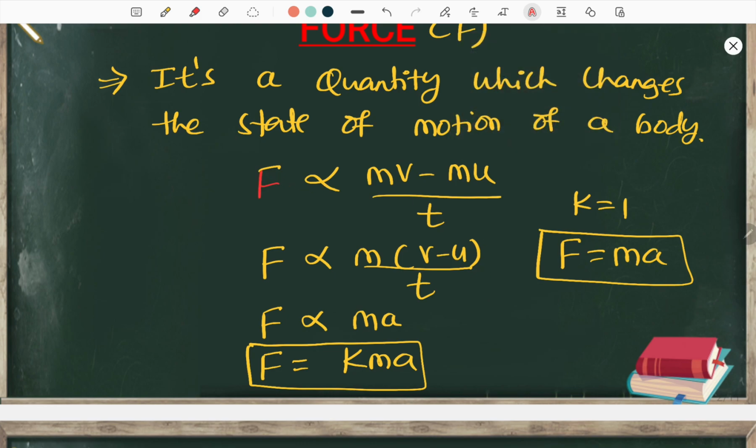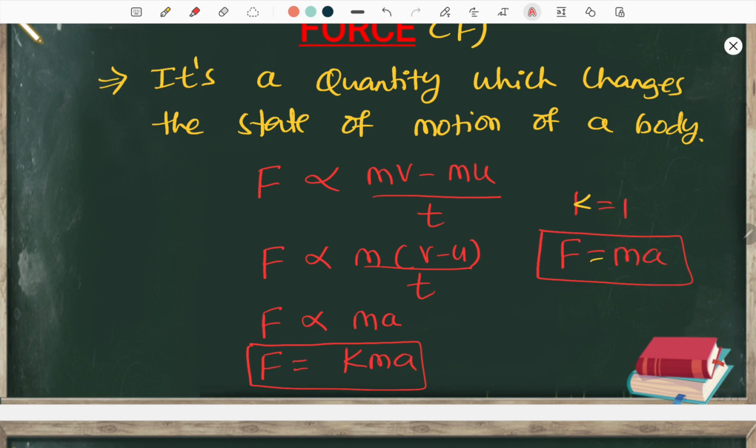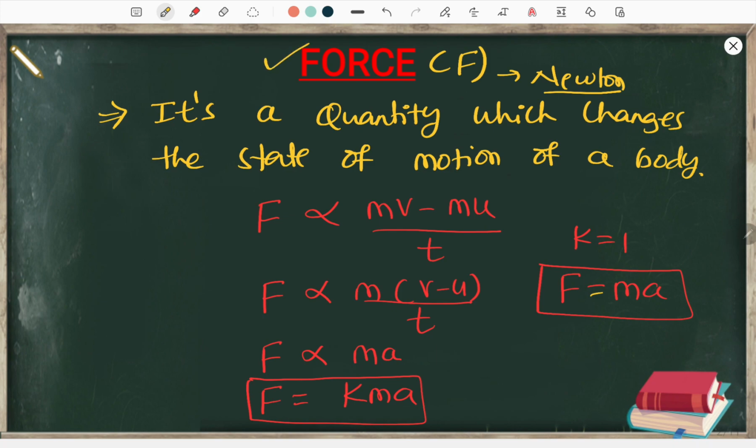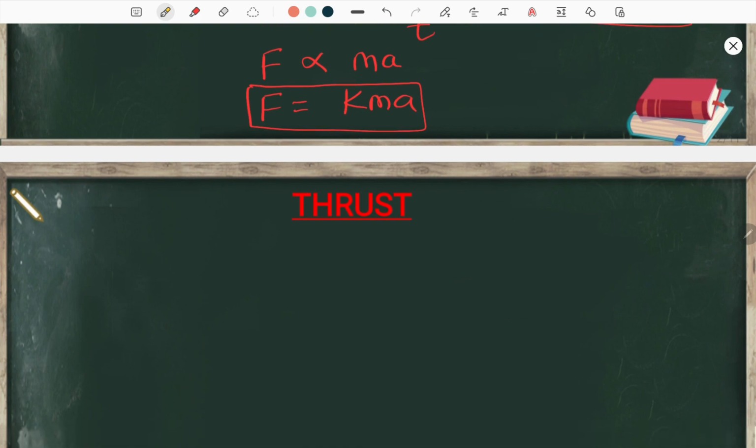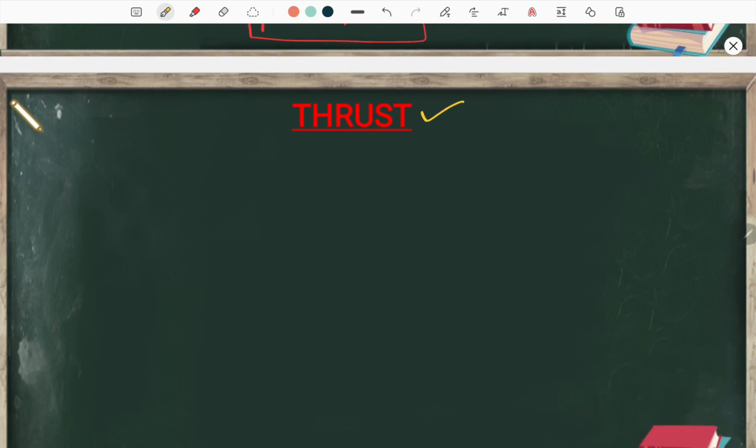You have an idea about all these things, right? And what is the unit of force? The unit of force is Newton. You know about that also, right? So what is the unit? The unit of force is Newton. The main concentration is not on force right now. Alright, so we are going to study one word that is called thrust.